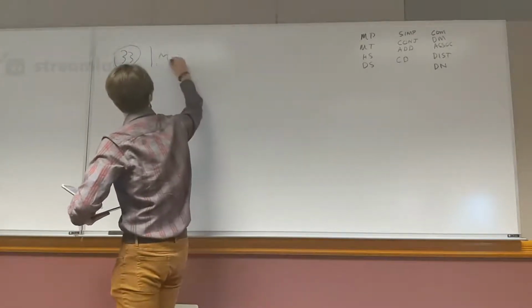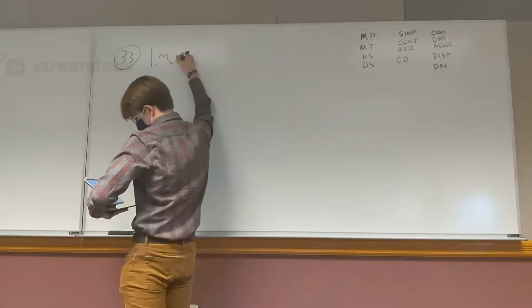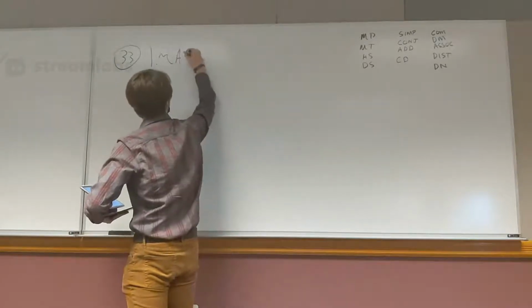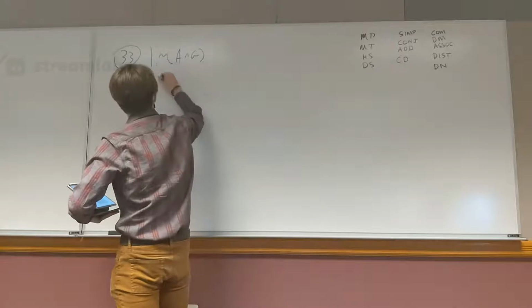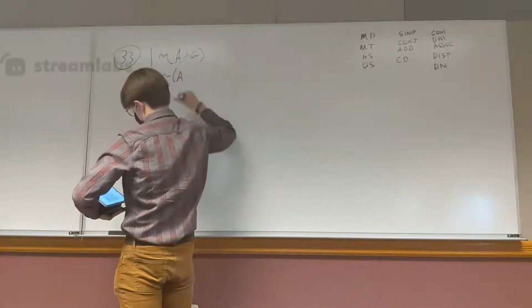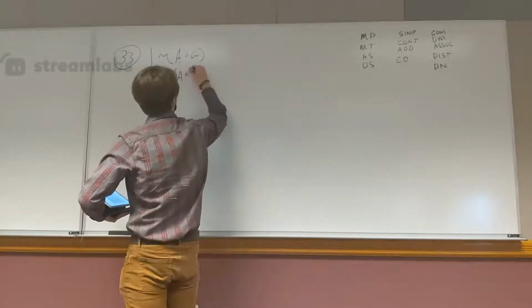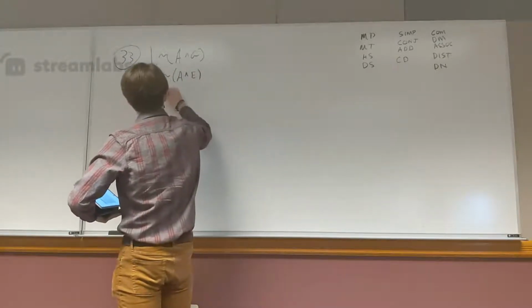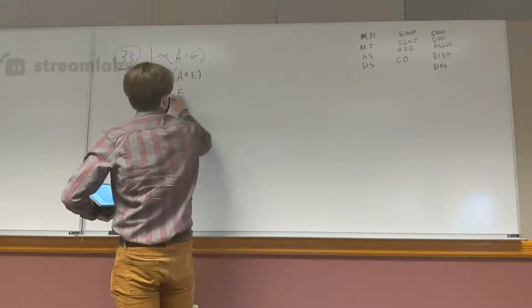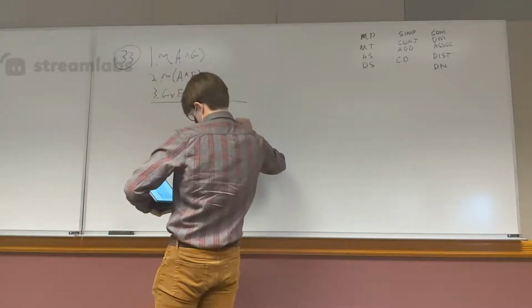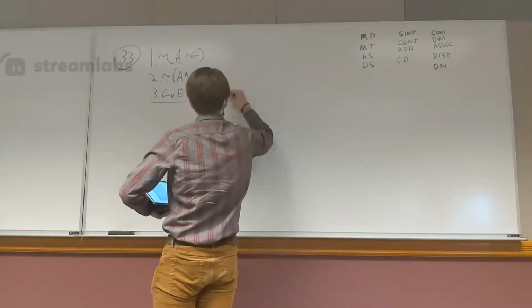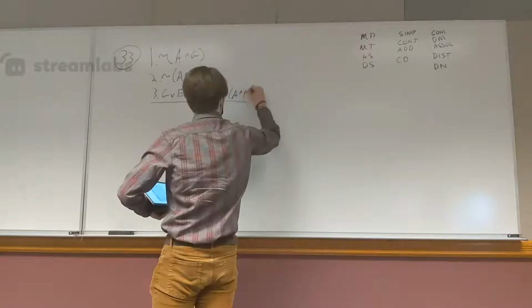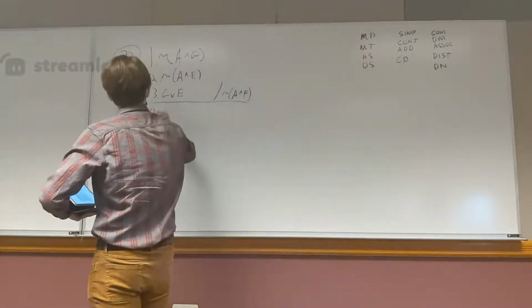So we have not A and G. We have not A and E. Then we have G or D. We're supposed to finish with not A and F.